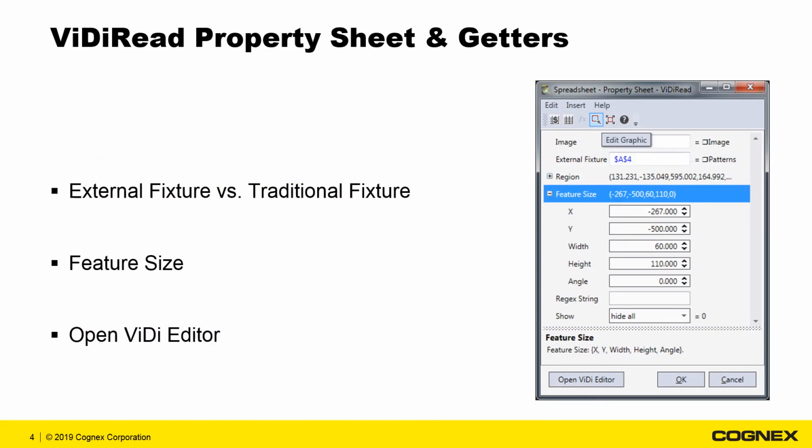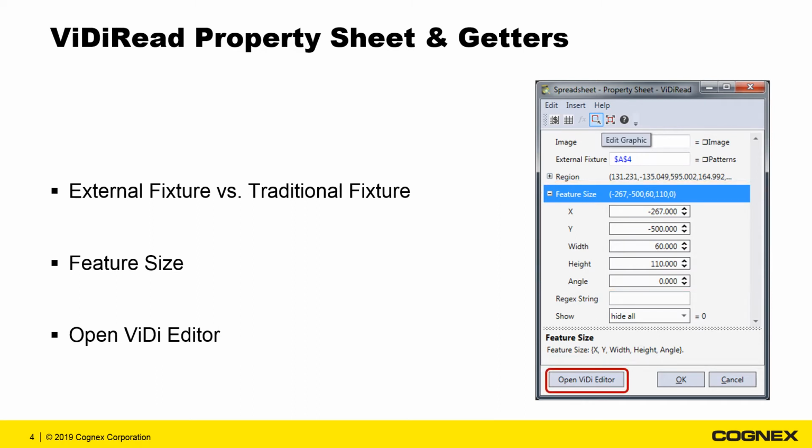Like all other vision tools, the ViDi Read tool has a region parameter which defines the area within the image where the ViDi Read tool will attempt to read characters. It also has a parameter called feature size, which tells the ViDi Read tool the approximate size of the characters. You can simply move the feature size rectangle around one of the characters to define the height and width of a typical character. Once you're done setting it, you can move the feature size rectangle out of the way since the x and y parameters are not important to the ViDi Read tool. You can also rotate the rectangle if the characters are not aligned horizontally in the image.